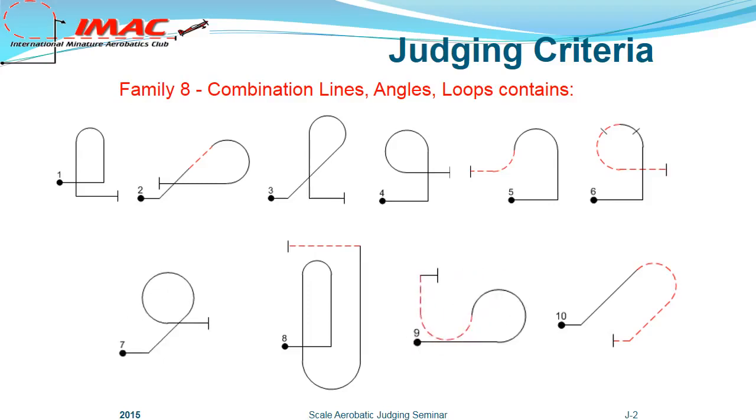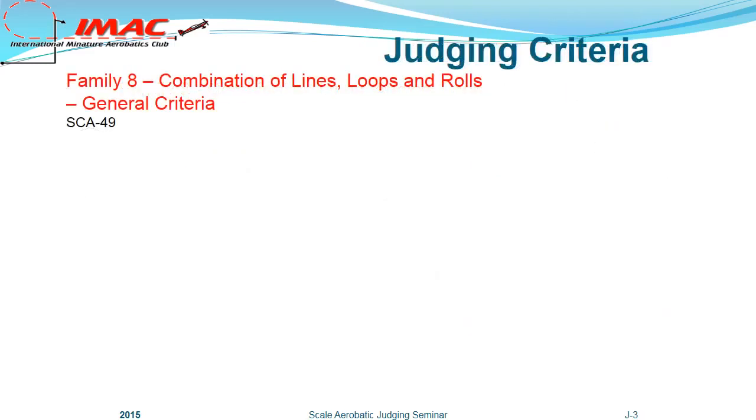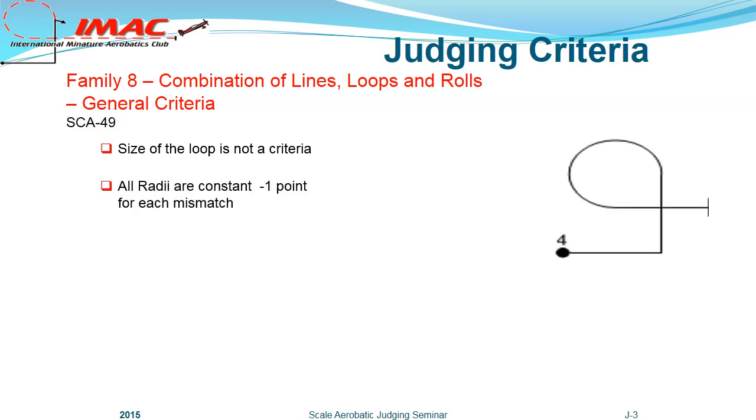As might be expected, this family shares many of the same judging criteria as families 1 and 7. Here are some general criteria common to all figures included in Family 8. Loop size is not judged. The looping portions may be drawn as large or small as the pilot chooses. The radii of all partial loop portions must be constant.